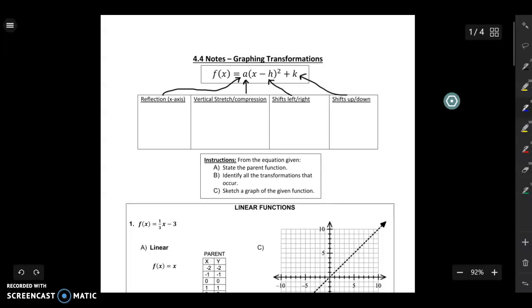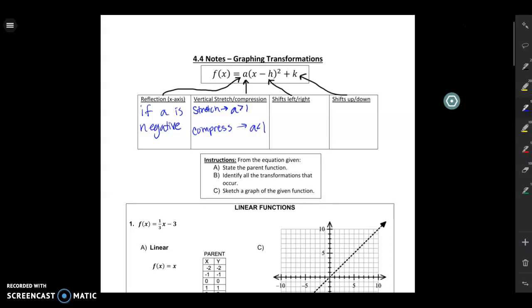So the first transformation is a reflection over the x-axis. If a is negative, it's going to reflect. And then I just look at a, and I know that a is going to make the graph have a vertical stretch or compression. It's going to stretch if a is greater than 1, and it's going to compress if a is less than 1. So if a is a fraction, then it's going to compress, and if a is a whole number or anything bigger than 1, it's going to be a stretch.